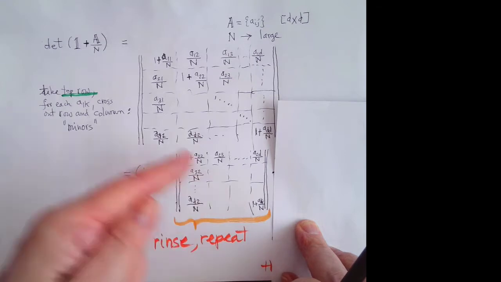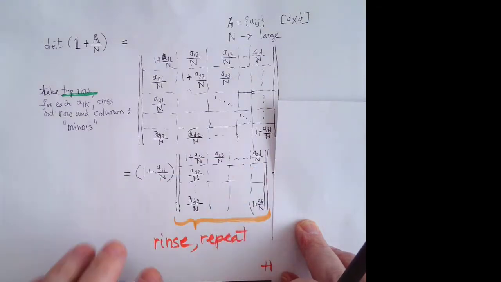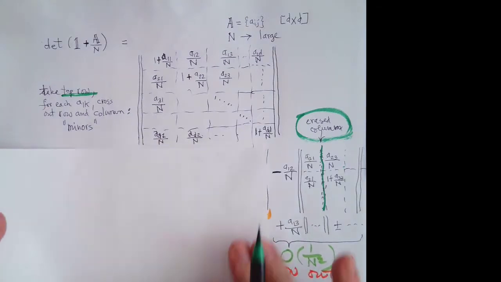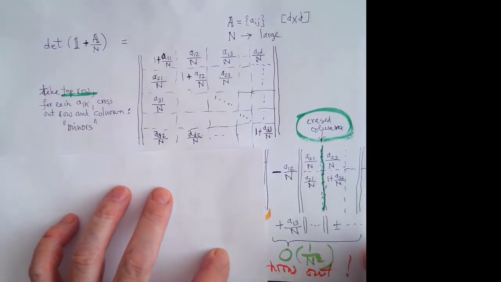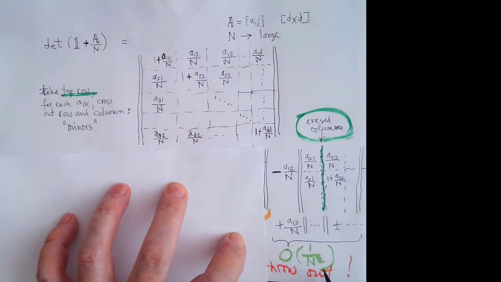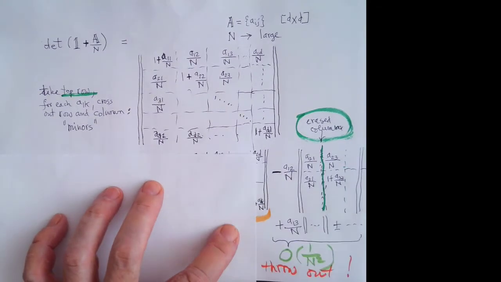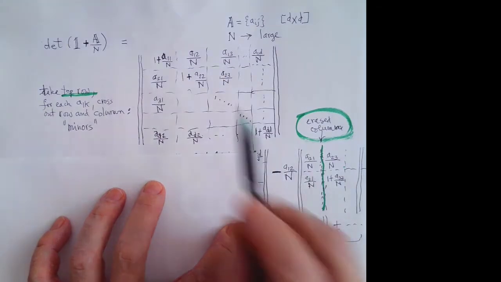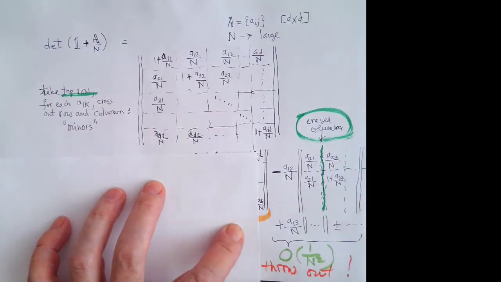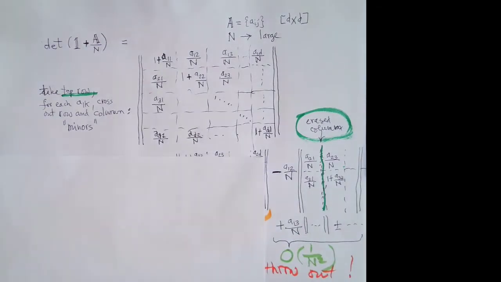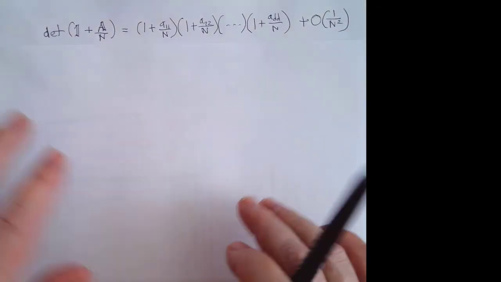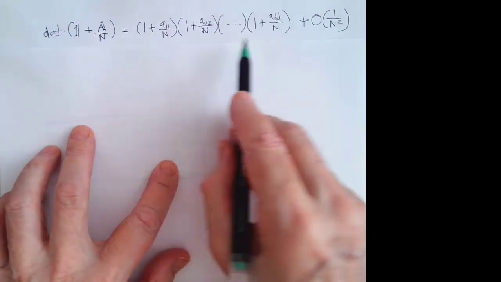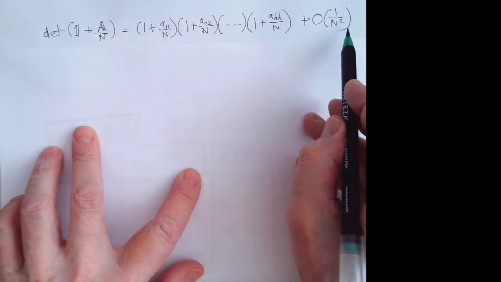We repeat what we just did. For this term, we have something that's order 1 over n squared, so throw that baby out. The next minor is of the same form, and all the other minors except the first one are order 1 over n squared, so we throw them all out. What's left? It's a product of the terms on the diagonal, which are all order 1 plus a small correction, and everybody else is order 1 over n squared.